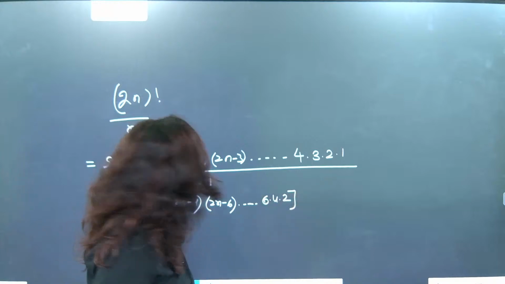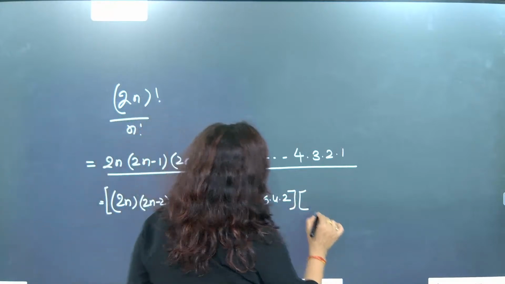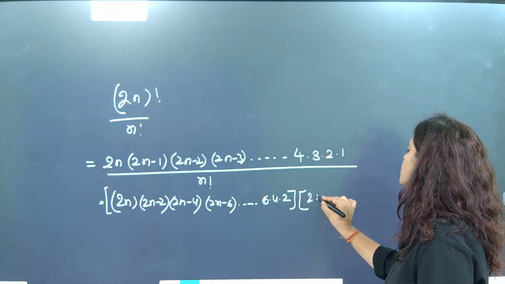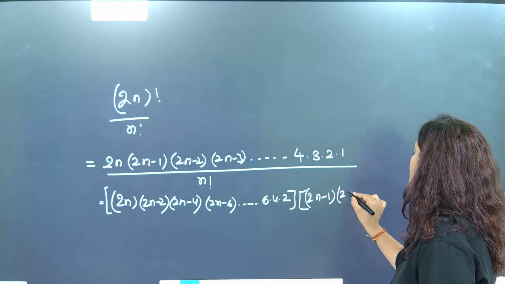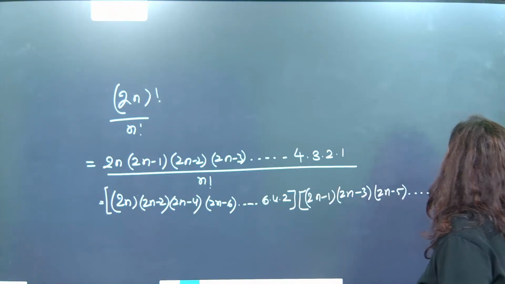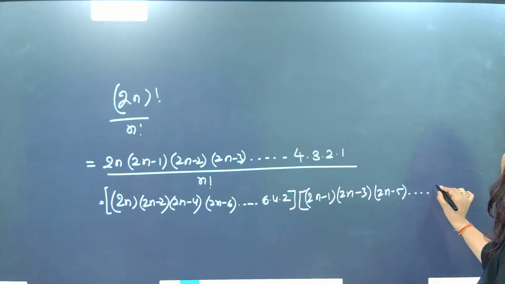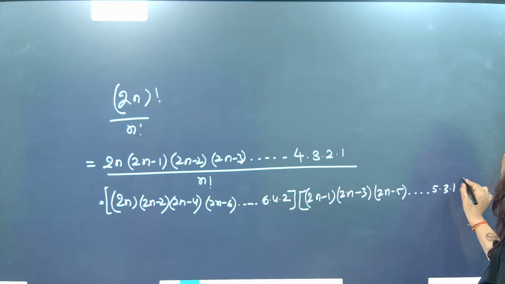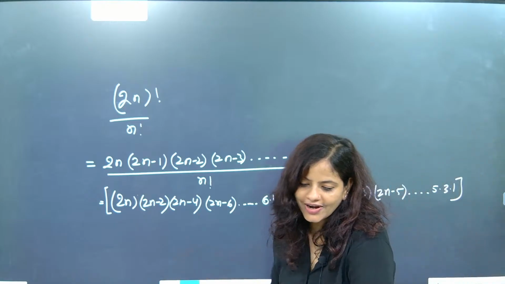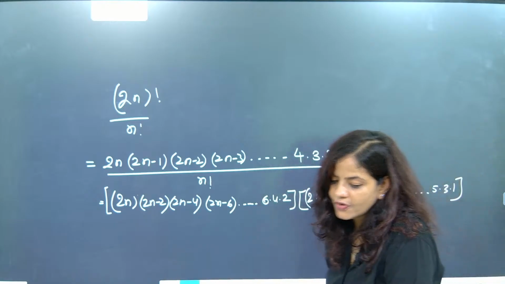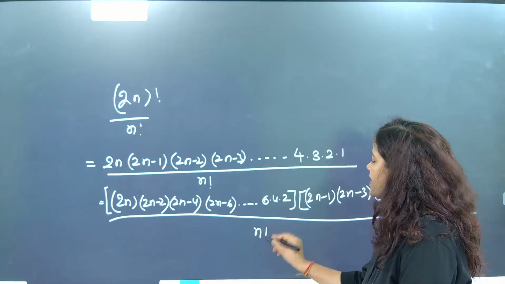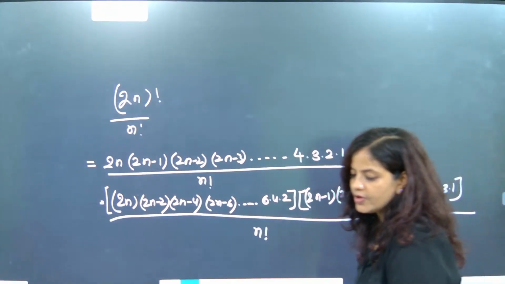Now here we are going to write the odd numbers. What will our odd numbers be? Our odd numbers will be 2n minus 1, 2n minus 3, 2n minus 5, till 5 into 3 into 1. So this is the set of all odd numbers, and it is coming from the total 2n factorial, half even, half odd. So n even terms and n odd terms. It is coming with n factorial. Till here, I hope everybody understood.